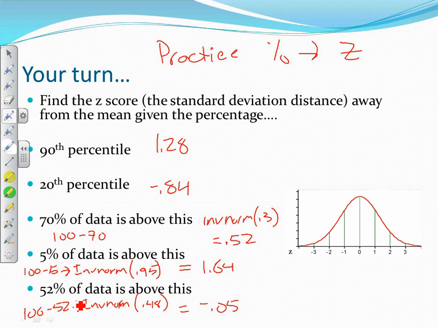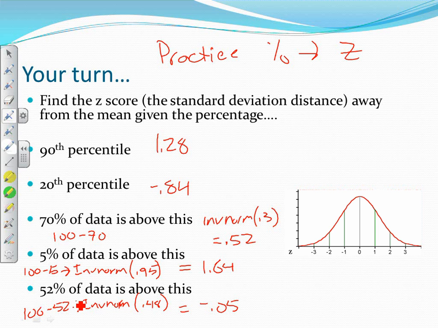If you did inverse norm of 70, then inverse norm of 0.05, then inverse norm of 0.52, you got them all wrong. Inverse norm is all percent below, okay? So if we're talking about percent above, we have to change the question into a percent below. Good. Here are our answers. Up on the screen, we should get 1.28, negative 0.84, 0.52, 1.64, and negative 0.05.